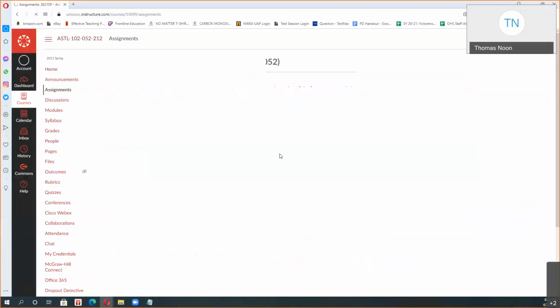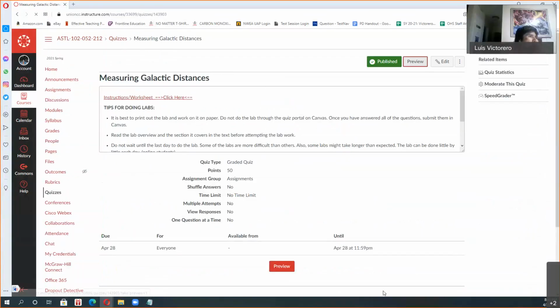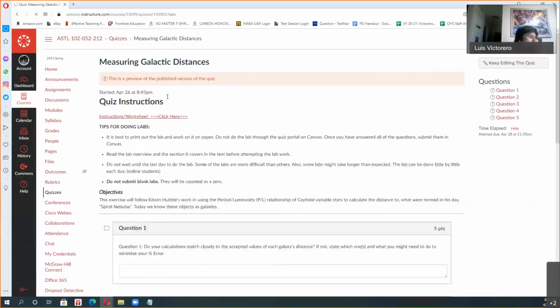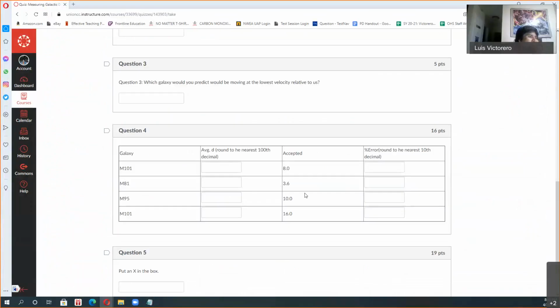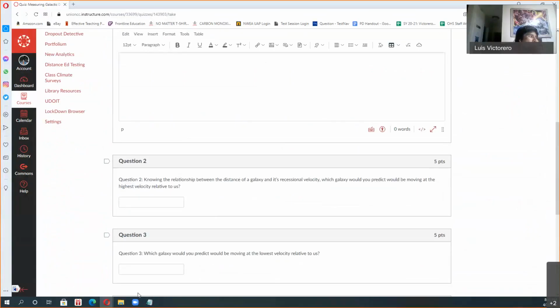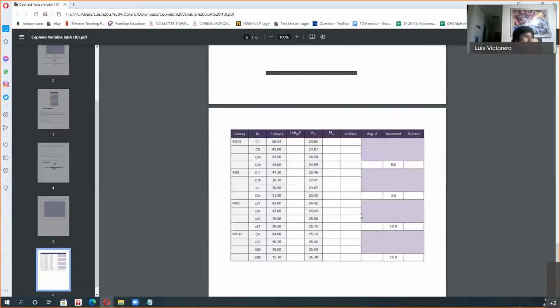You will go to measuring galactic distances. You click on preview or take the quiz. It's only 4 questions, and the table is very small in comparison with the table given here, where you can actually understand what's going on.